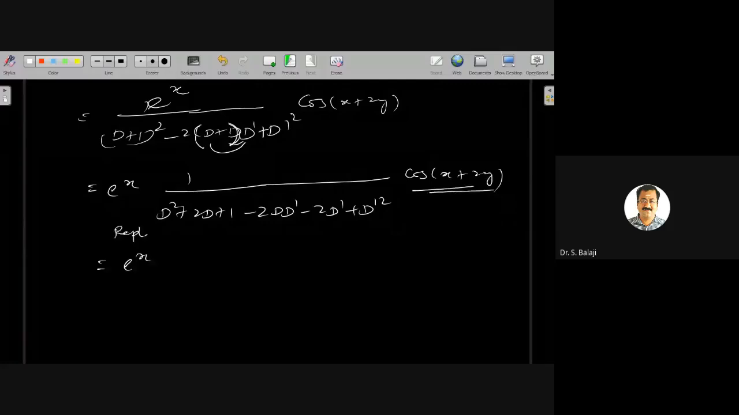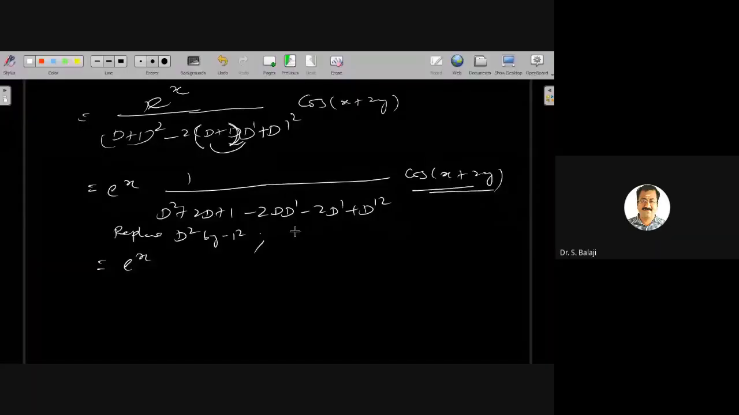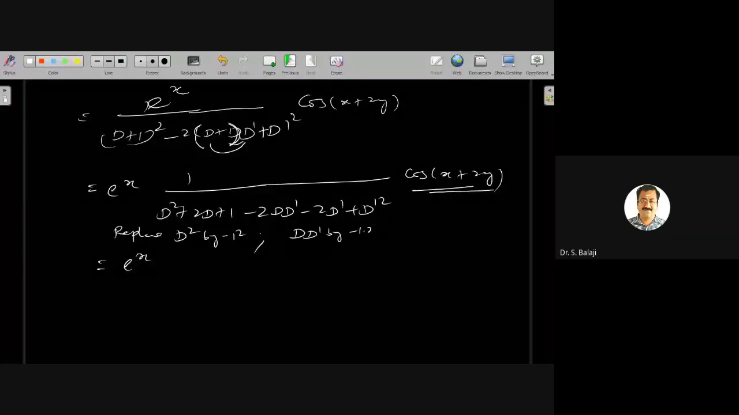Replace d square by minus 1 square, d dash by minus 1 into 2, d dash square by minus 2 square, minus 2. So d square by minus 1, but 2d no change, plus 1, d dash by minus 2, d dash no change, d dash square by minus 4.